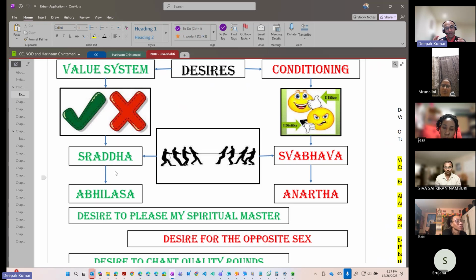Or I need to go out for dinner today, right? Rather than eating at the temple every day, I want to go out. So that's swabhava. And now this is where Shraddha is leading to desire, abhilasa. So now the connection is happening. Shraddha, which is coming from value system, leads to desire. Shraddha means faith. And my swabhava is linked to anartha. Anartha means the negative qualities in me.